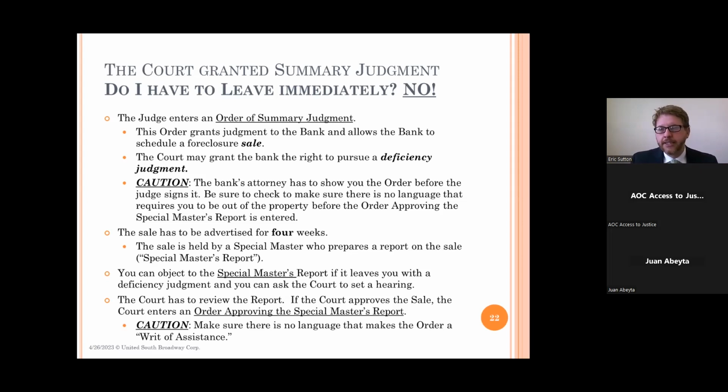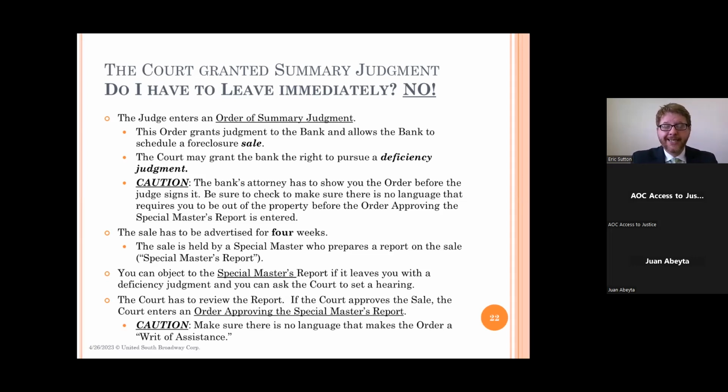The sale has to be advertised for 4 weeks before the sale can go forward. So that's another 4 weeks where the borrower will at least be able to stay in the property. If there's something improper with the sale, which usually is limited to whether or not the actual auction was conducted improperly in front of the courthouse, which is where they're held, then the borrower can object to that report. The court then reviews the reports, and if they find it acceptable, they'll enter an order approving the special master's report.